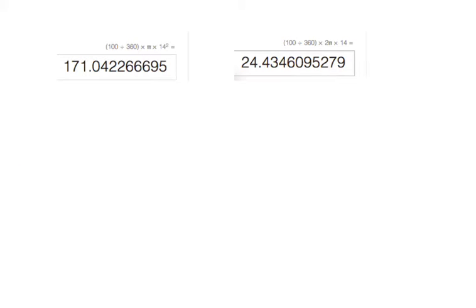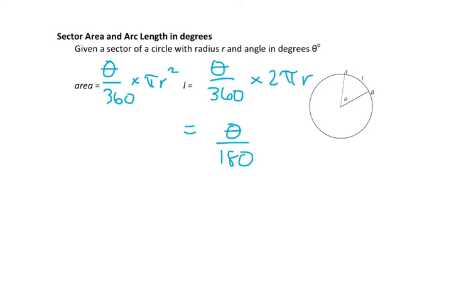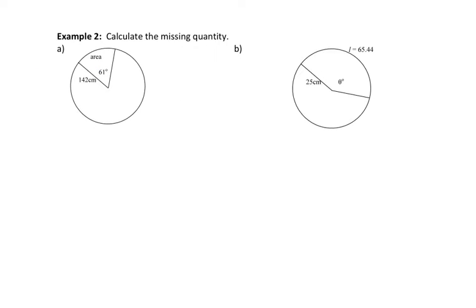Okay, so thinking about that in general, we can say the area is the fraction of the circle. So the fraction is theta out of 360 times pi r squared. And the length of the arc is theta out of 360 times 2 pi r. And of course that simplifies to be theta out of 180 times pi r. So it's the fraction of the circle, and that's if we're thinking in degrees. So we can solve some problems.